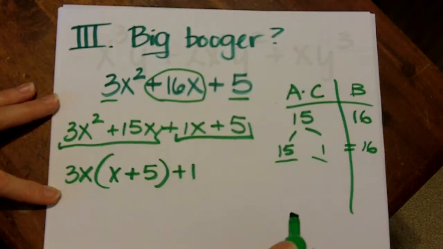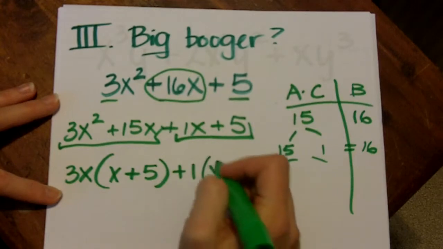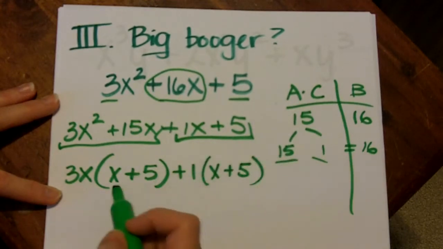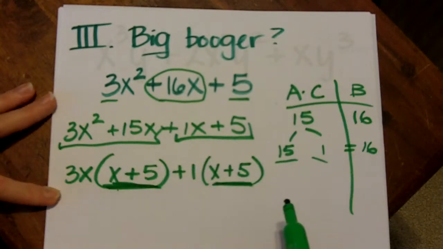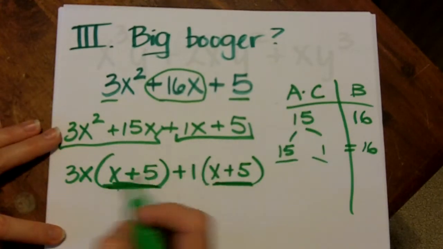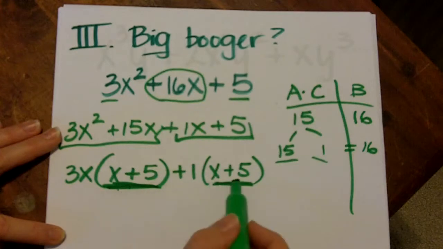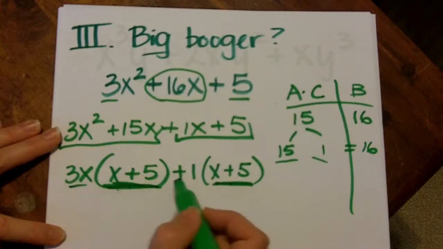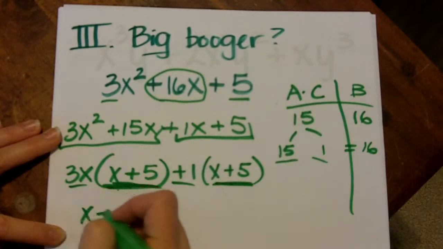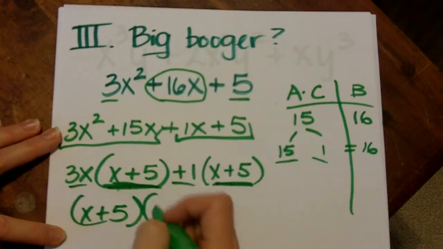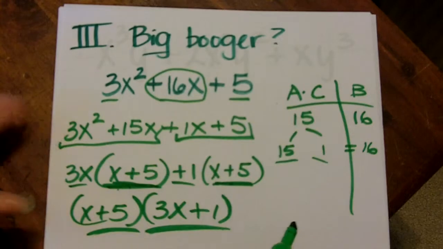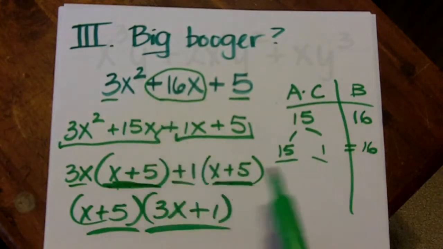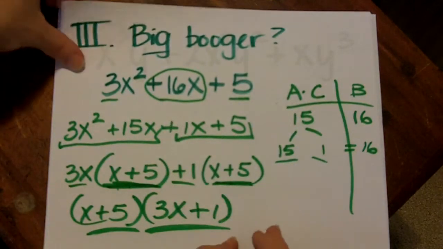I can just put a 1 there, okay? And then I can see that I have an x plus 5. And then you can also, whatever you get in your first parentheses is what you should get in your second parentheses. And then you just take that and you basically consider this your GCF and then these your leftovers. And so you can have your GCF times the leftovers, 3x plus 1. And now you have your factors for the big booger problem.